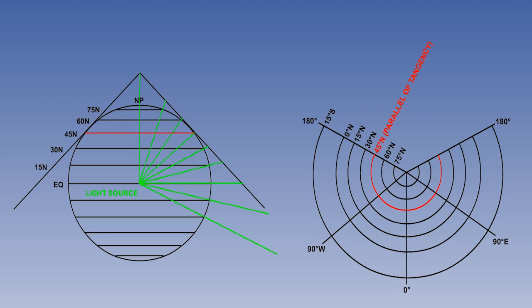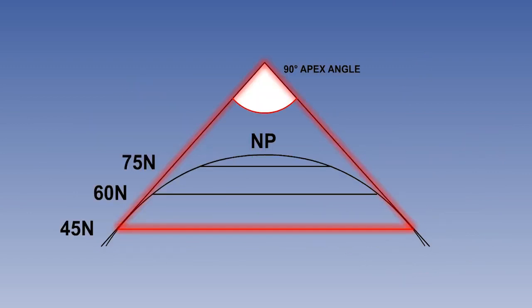Look at this diagram. Again, we have chosen a parallel of tangency of 45 degrees as an example. You can see that if we take this parallel as the base of a triangle formed by the cross-section of the cone, we get an isosceles triangle with the angle at the apex being 90 degrees.